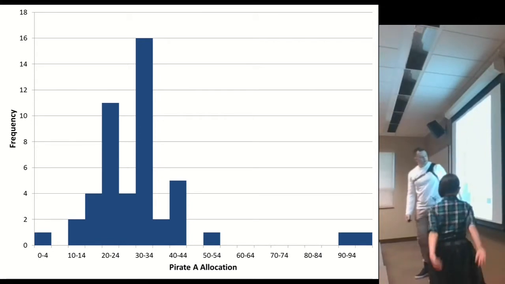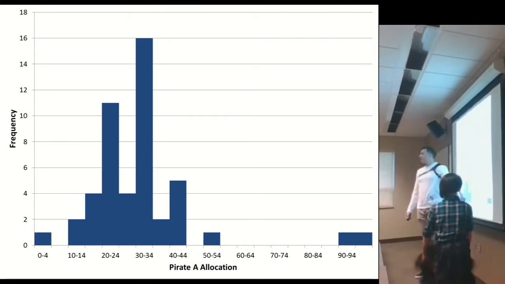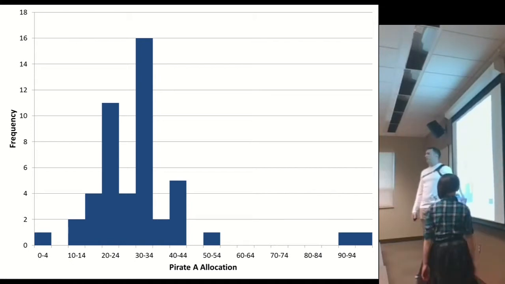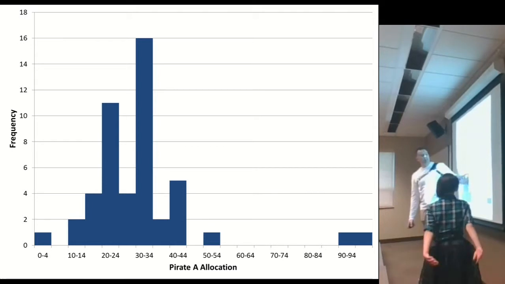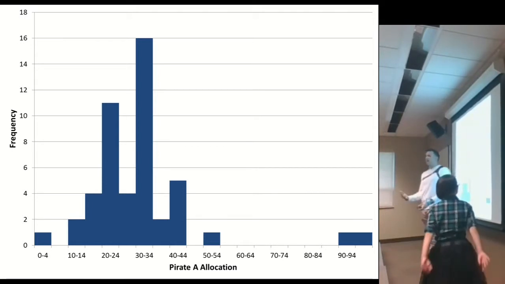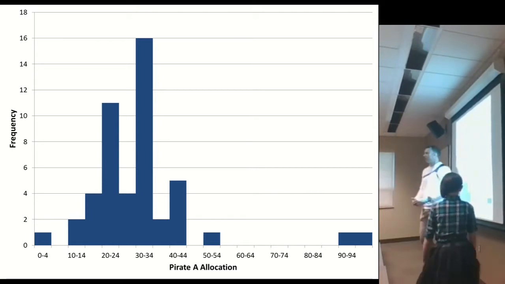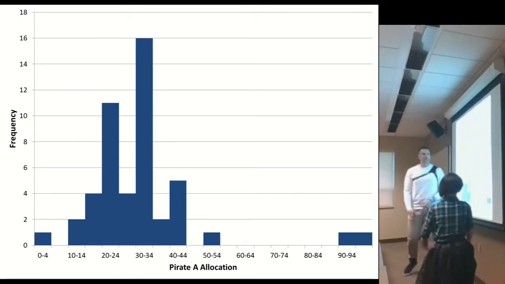So many of them were completely fair and said, you know what, we got 100 gold coins, 20 for each. Many of them gave themselves just a little bit extra. They kind of said, well, I'm captain, so I'm going to give myself 30, or I'm going to give myself 40, and then I'll split the rest evenly.